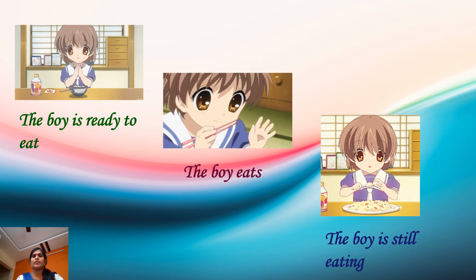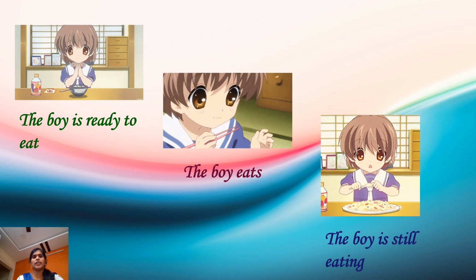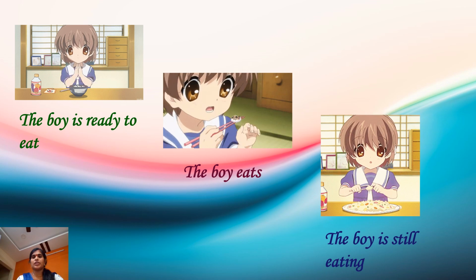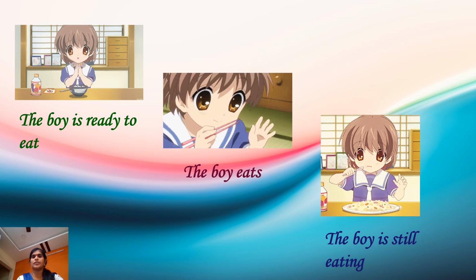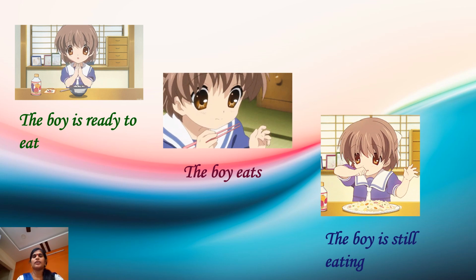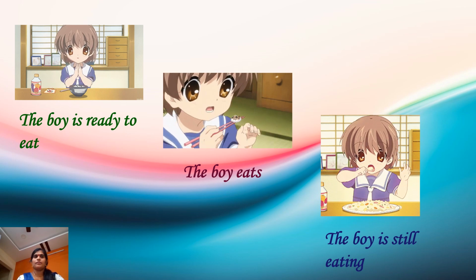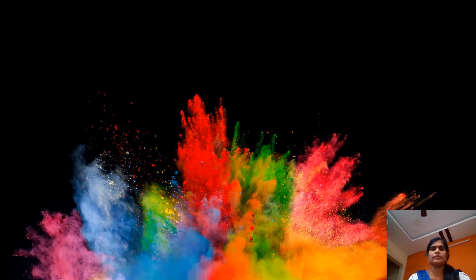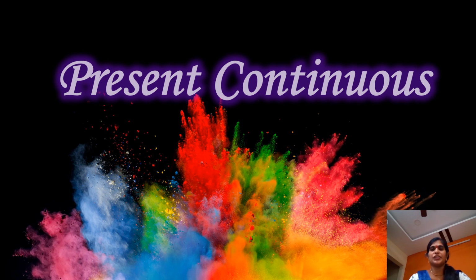Here, in the first and second picture, you observe that the boy is eating. And in the third picture, if you observe, the boy is still eating. That means the action has started and it is still continuing for some time. Very good, children. Your guess is right. Our today's topic is present continuous tense. So, shall we go further into the details?